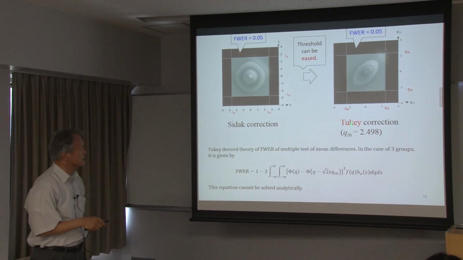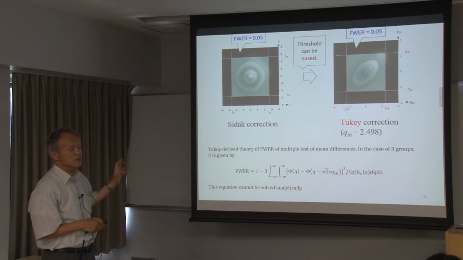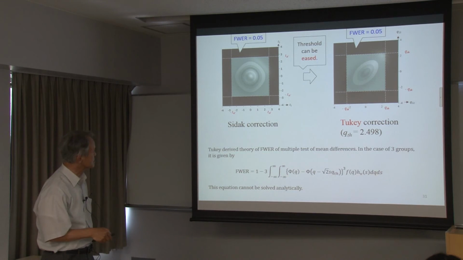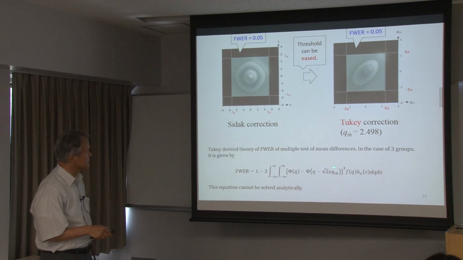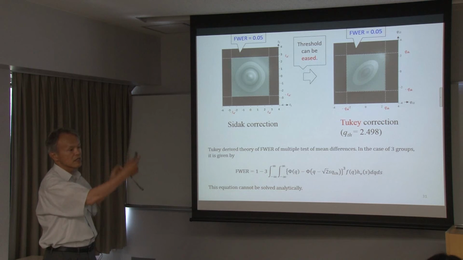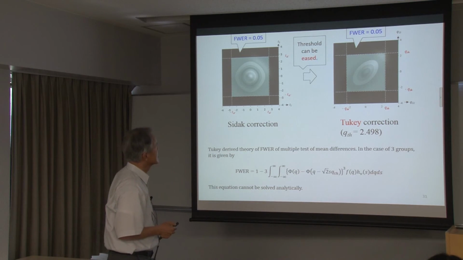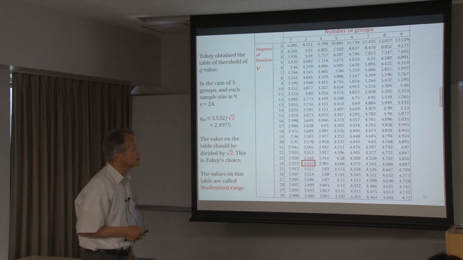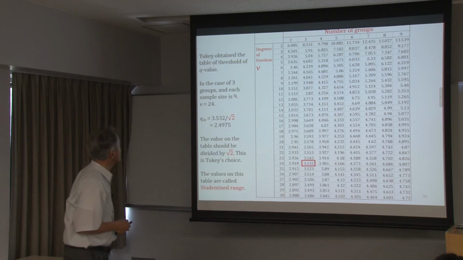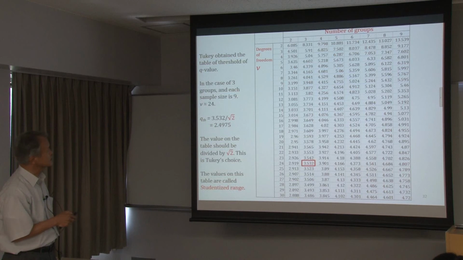Tukey, the person, his name is Tukey. He derived this equation, and this cannot be solved analytically. So he made a table, and this is the table. Tukey obtained a table of threshold of Q value.